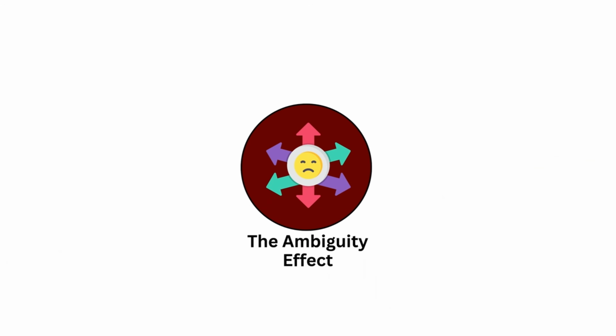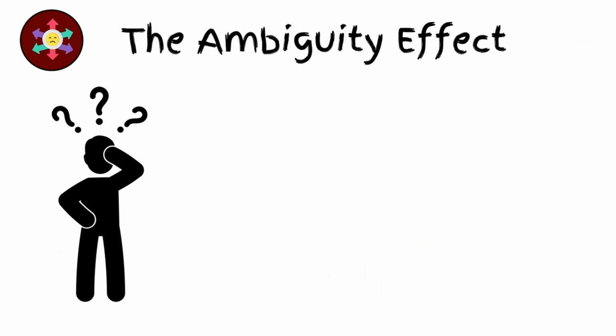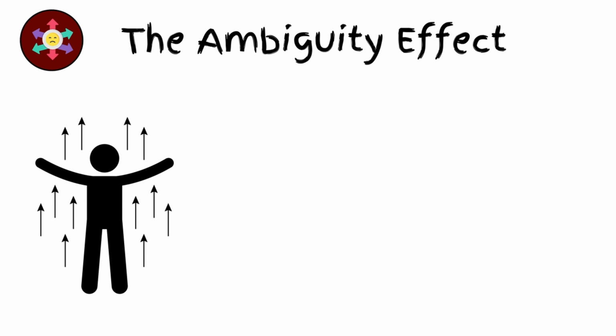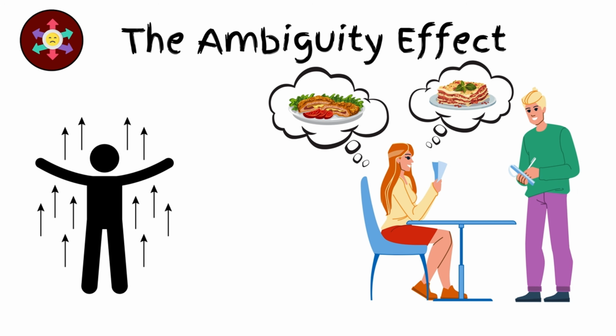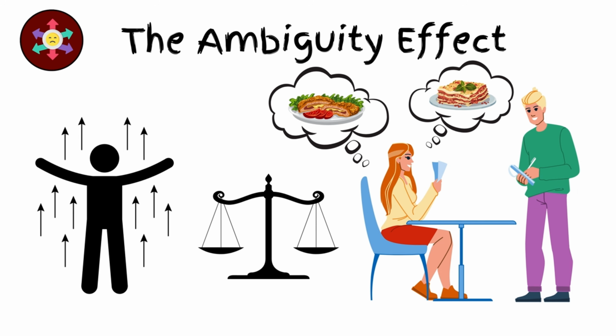The ambiguity effect. The ambiguity effect is our tendency to shy away from unclear options, even if they might offer better results. For instance, ordering the same average dish at a restaurant instead of trying something new that you might love. Weigh the risks and rewards of uncertain choices. Taking a calculated risk can sometimes yield great benefits.